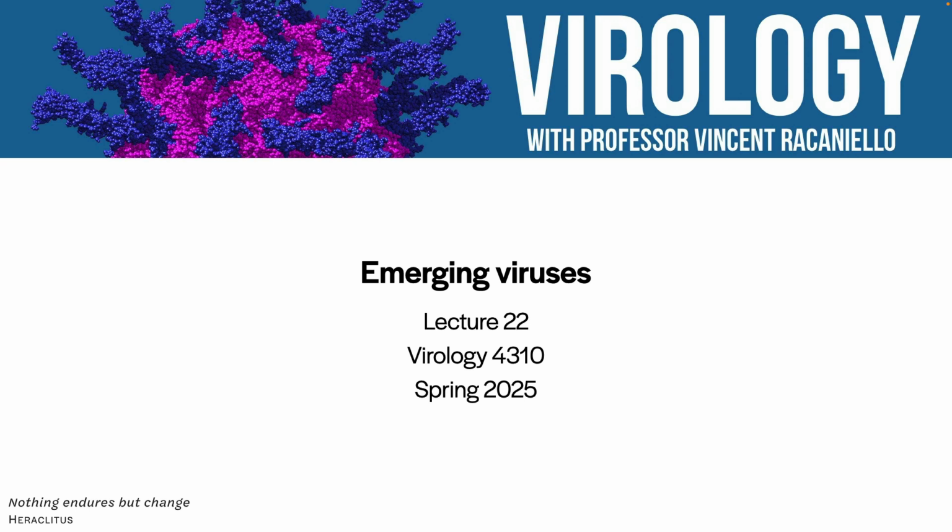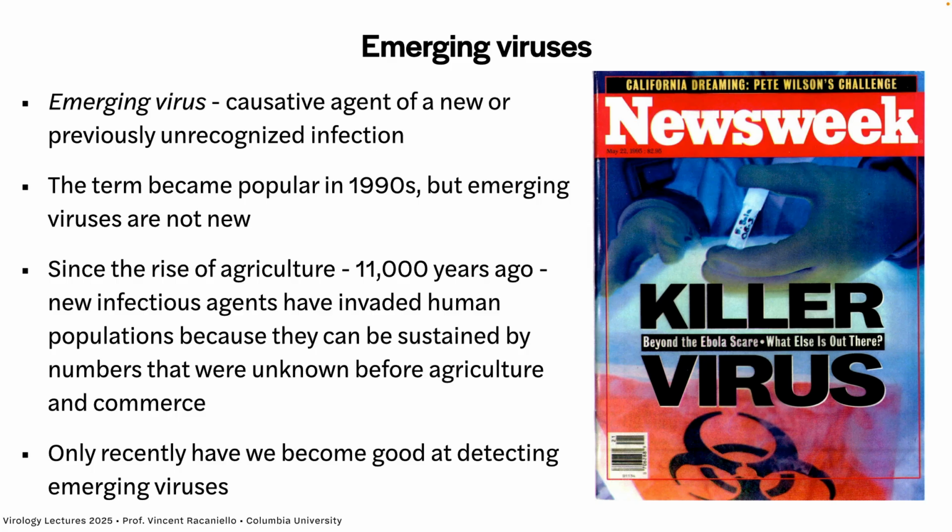So last time we talked about how viruses evolve. Today we're going to talk about how new viruses emerge, emerging viruses. So the definition of an emerging virus is the causative agent of a new or previously unrecognized infection. So it could be a virus we haven't seen before, or a virus we know but now causes a different disease.